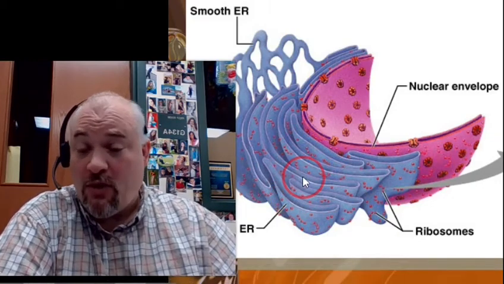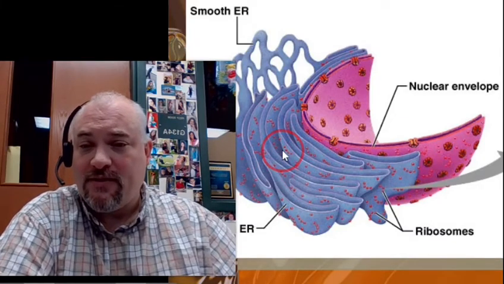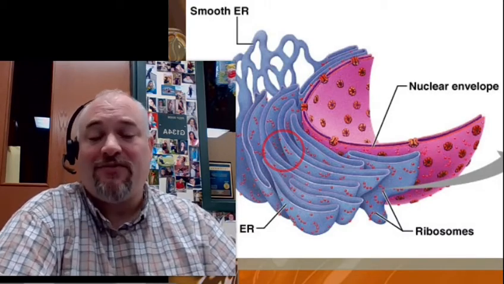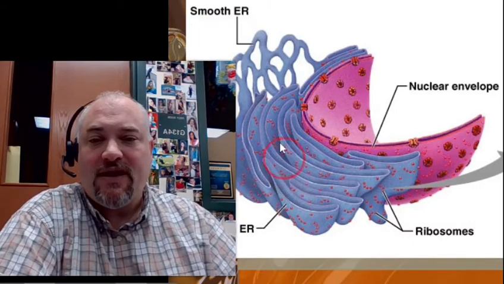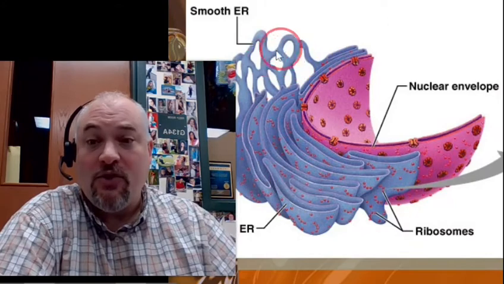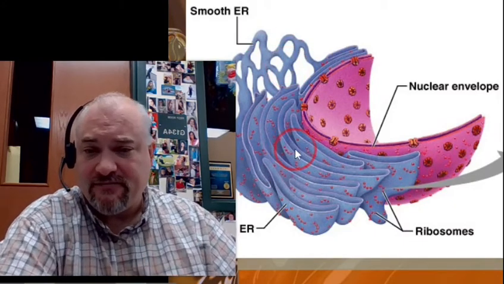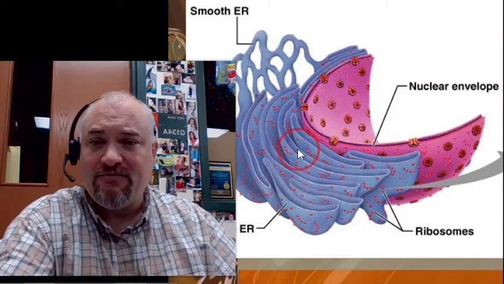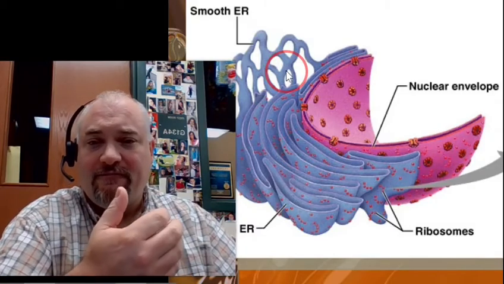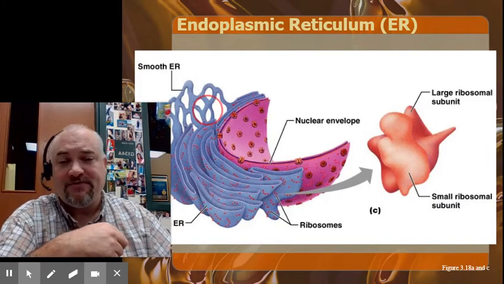Rough ER is so called because you can see all those red dots. Those are the ribosomes embedded in them, making it look rough, like sandpaper almost. And then over here we have smooth ER, more tubular in shape generally, and no ribosomes, so it's smooth in appearance. And they serve different functions. They have a different structure, and those different structures allow them to do different functions, which is another common theme we're going to see in Anat and Phys. Form follows function, and function determines form, oftentimes.